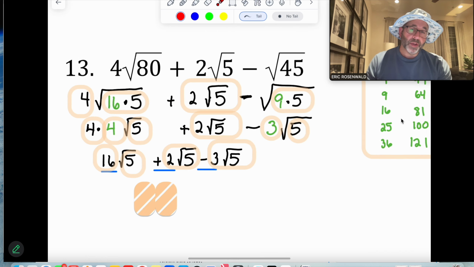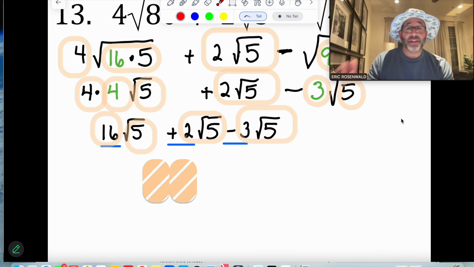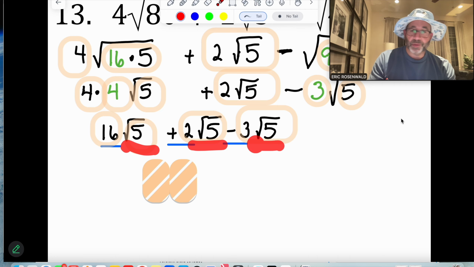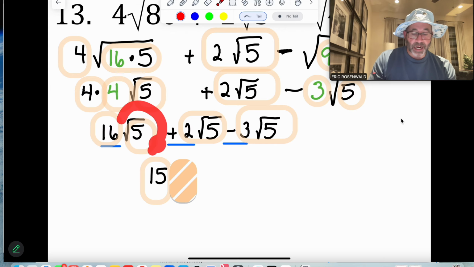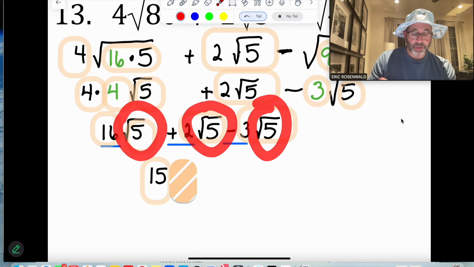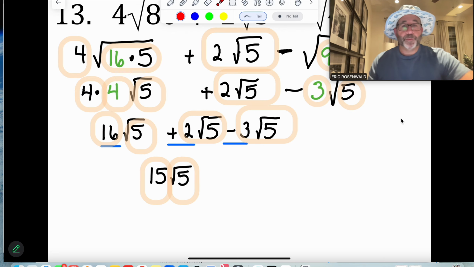So now we have to look at this and say, well, is there anything that we could put together? All of these have the exact same roots, which means all of these can be put together. So if we look at the values, we have 16 plus 2, which is 18, minus 3, which is 15. So we have 15, and then everything has a root 5, so it's just 15 root 5.